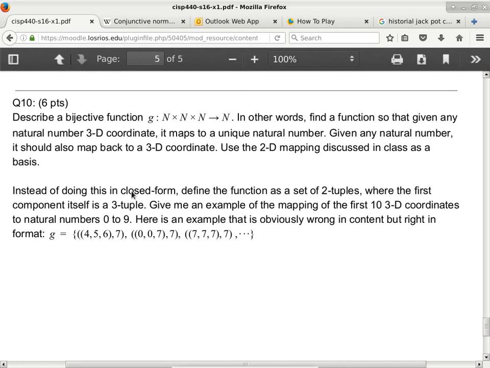Instead of doing this in closed form, define the function as a set of two tuples where the first component itself is a 3-tuple. Give me an example of the mapping of the first 10 3D coordinates to natural numbers, 0 to 9, and here's an example, and so on. Okay, so how do we do this?